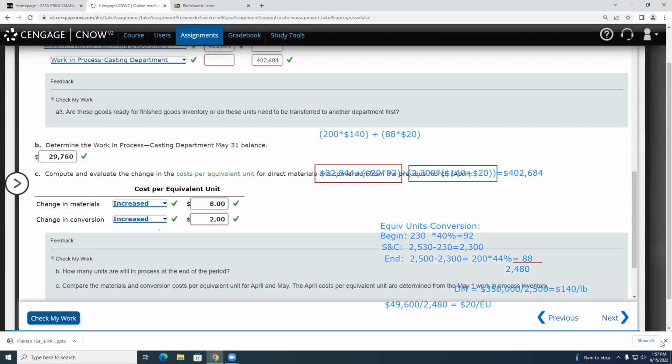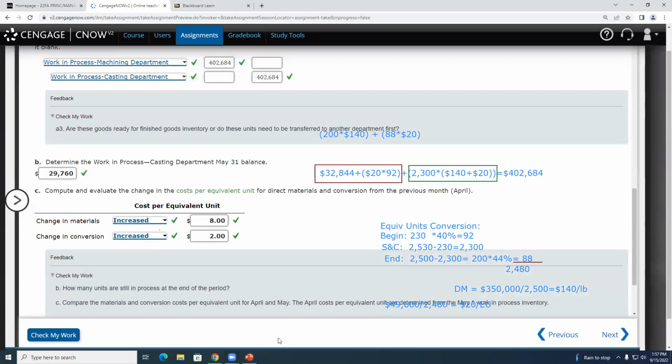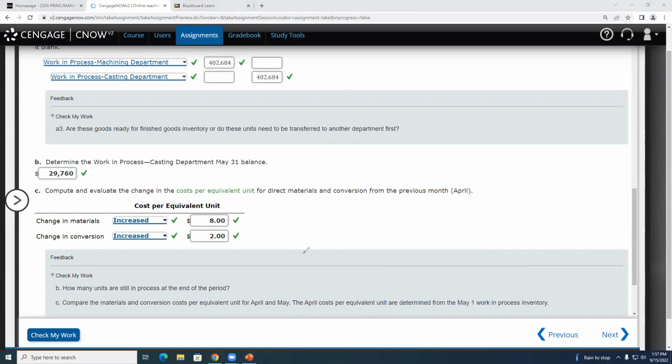Put my green check marks in there just because I like to do that. And clear my screen, and we'll keep going.